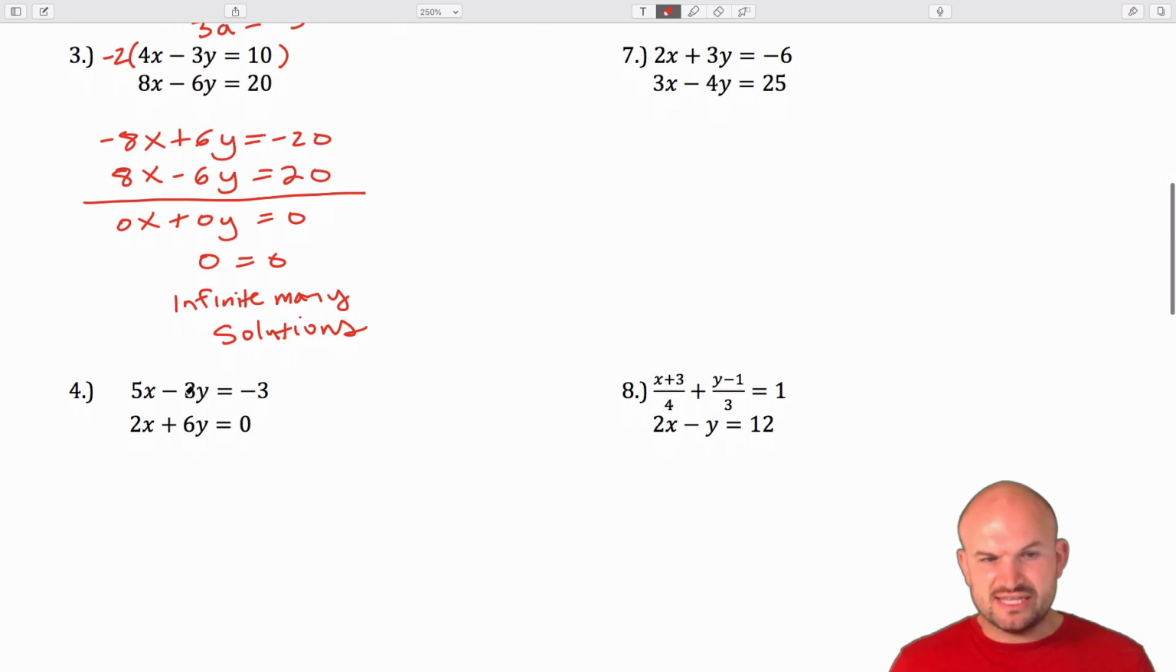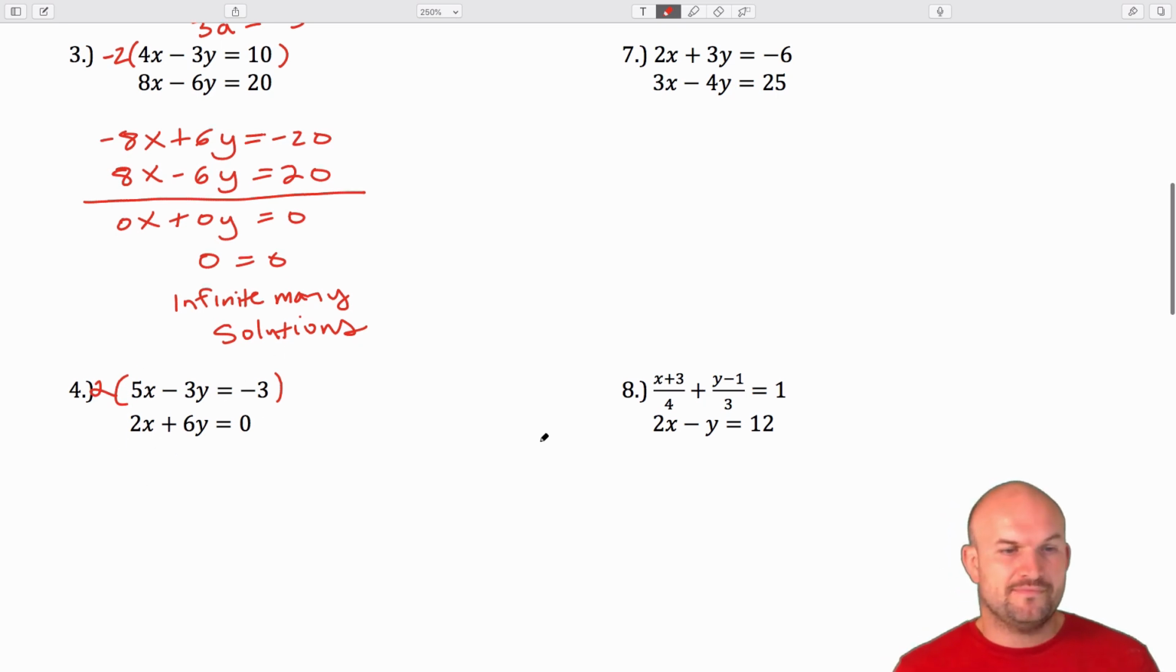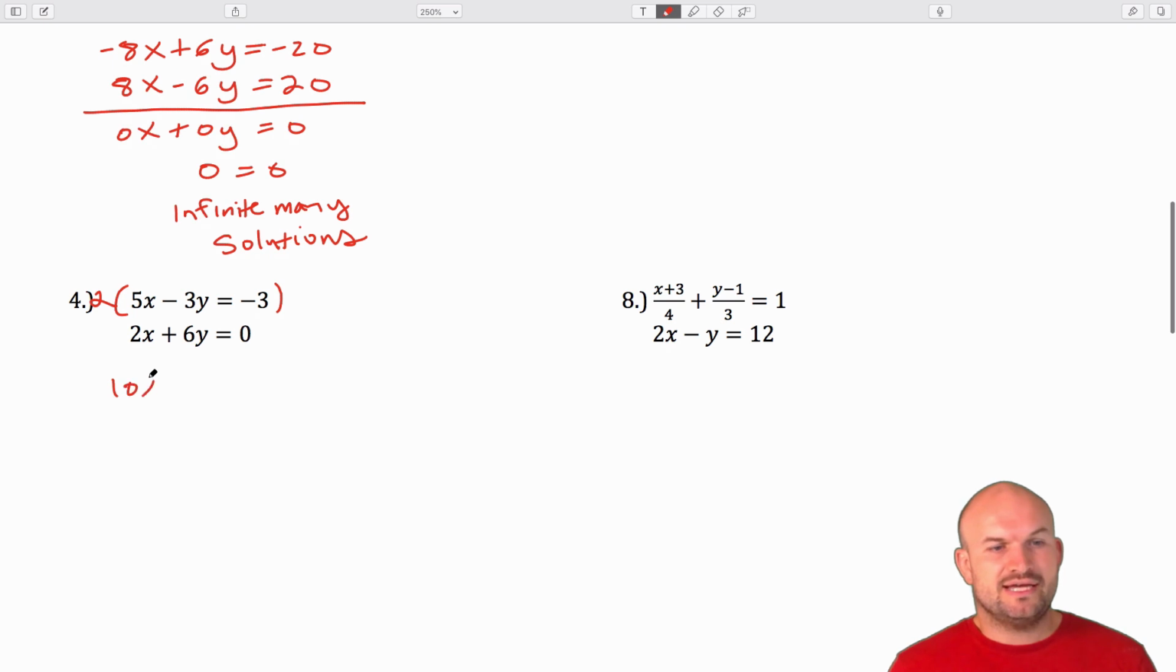And it is. You can see that to go from 3 to 6, I just multiply by 2. And thankfully, one is negative, one is positive. So in this case, I'm just going to multiply my top equation by positive 2. I don't need to multiply by a negative because I already have a positive and a negative. By doing this, I get 10x minus 6y equals negative 6. And the bottom remains the same.